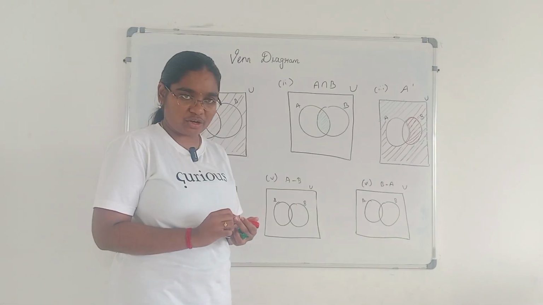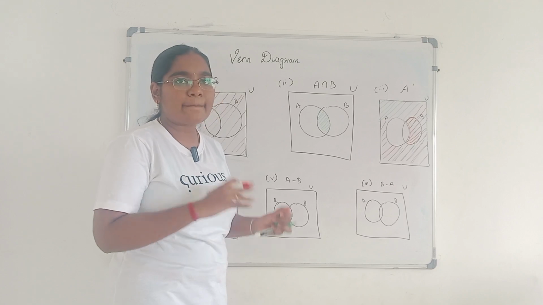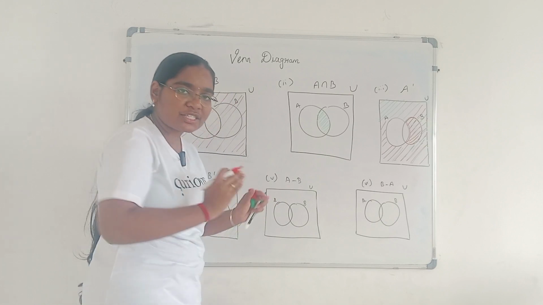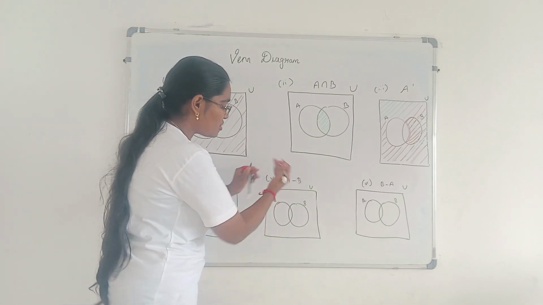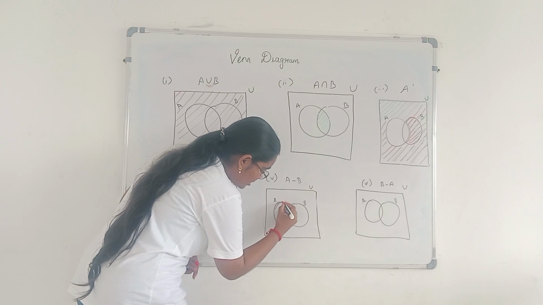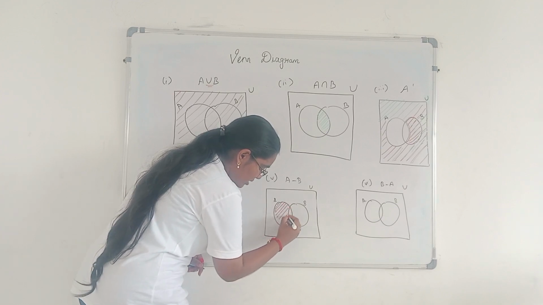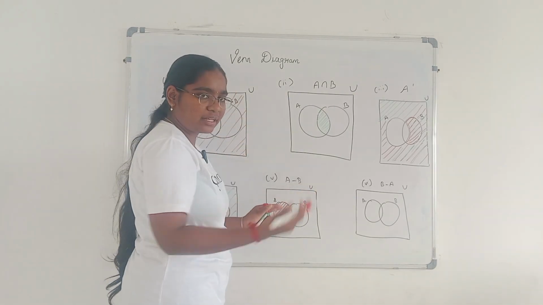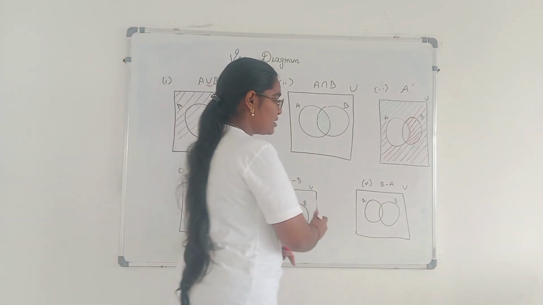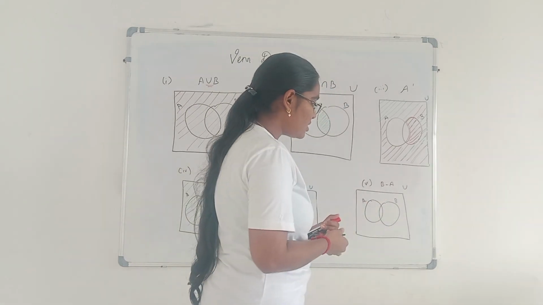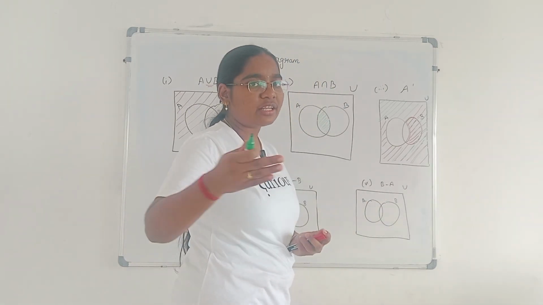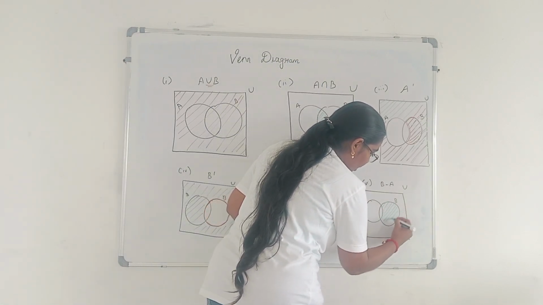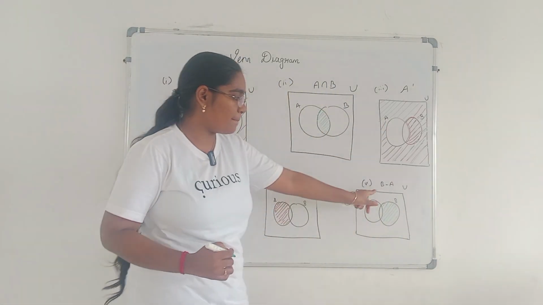A difference B denotes the elements which are in A but not in B. So here, your full focus will be on the elements of A. So you have to shade only this A part, which are in A but not in B. That denotes the elements should not be in the universal set too. In a similar way, B difference A means the elements which are in B but not in A. So your full focus will be given to B only. Okay, this is what B difference A is.